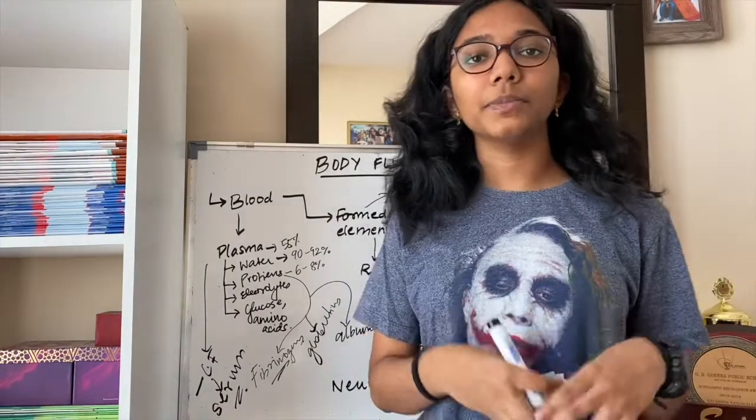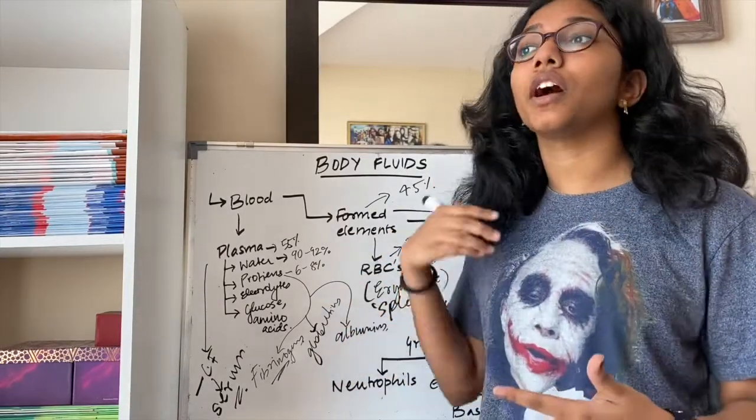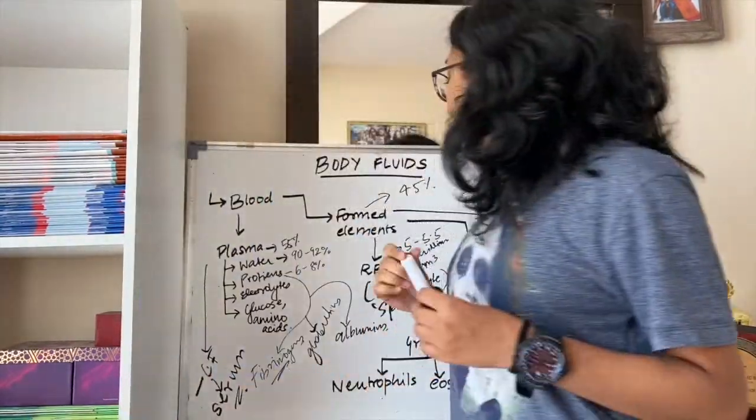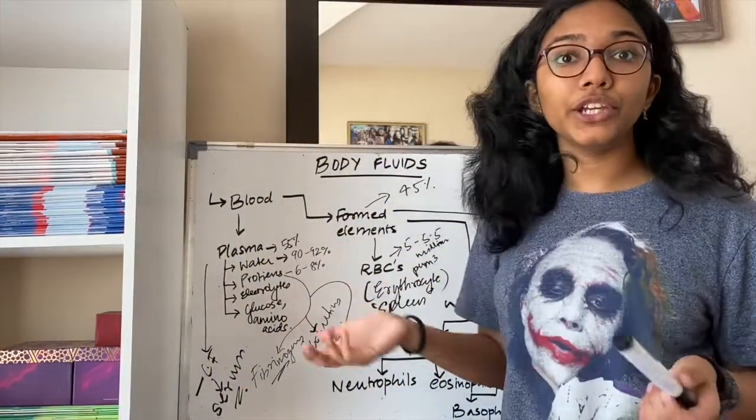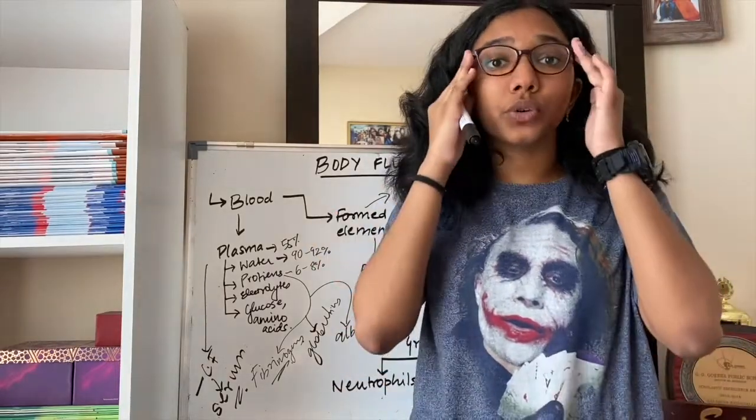You'll be learning about it because it's important, it's a lymphoid organ which is used for our defense mechanism. So that's about RBCs. Also, RBCs in mammals are anucleated, मतलब उनका nucleus नहीं होता. The mature RBCs don't have a nucleus.